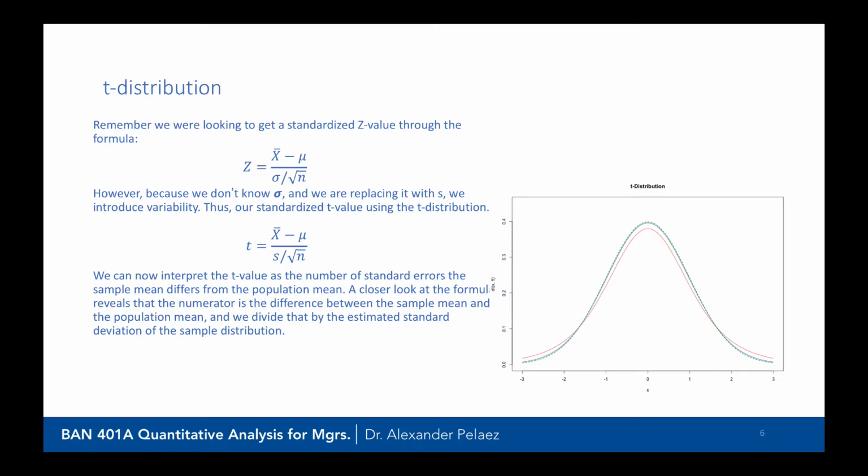A closer look at the formula reveals that the numerator is the difference between the sample mean and the population mean, and we divide that by the estimated standard deviation of the sampling distribution, which is s divided by the square root of n. So the formulas are very similar. The only difference is that we have now replaced the population standard deviation with the sample standard deviation, and we're obtaining a similar score. The top one, which uses the population standard deviation, would be the z-score, and the bottom one is from a sample standard deviation, which is now known as a t-score.